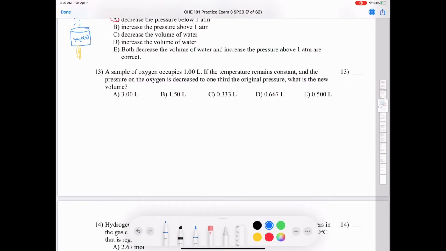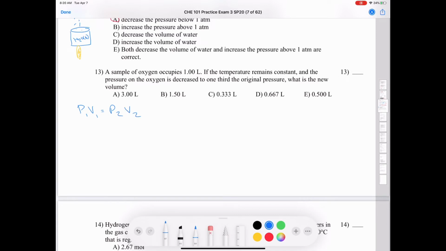Question number 13. A sample of oxygen occupies a volume of 1.00 liters. If the temperature remains constant and the pressure on the oxygen is decreased to 1/3 its original pressure, what is the new volume? Well, hopefully you can see for this problem we are dealing with just pressure and volume, so we're going to need to use Boyle's Law, which is P1 V1 is equal to P2 V2.